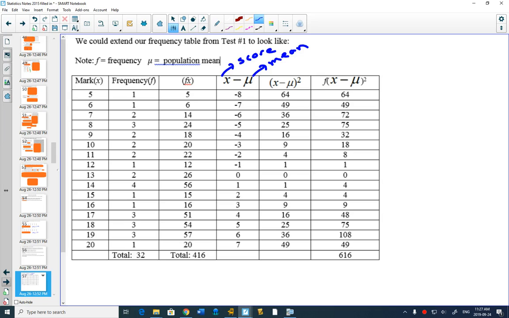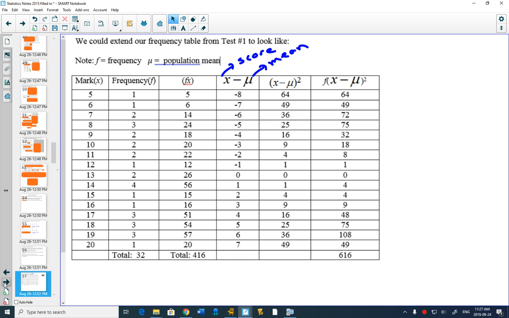Okay? This last one, you see how the 36 changed to a 72? Because we had 2 of the score 7. The 9 changed to an 18 because we had 2 of that score. The 25 changed to a 75 because we had 3 of that score. And in the end, if we add all of those things up, we get 616.